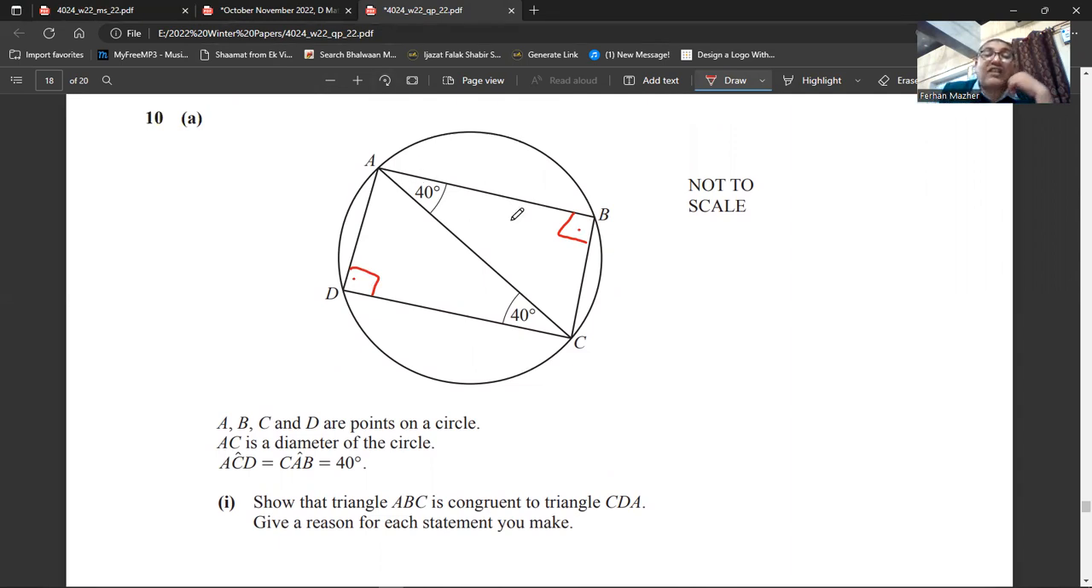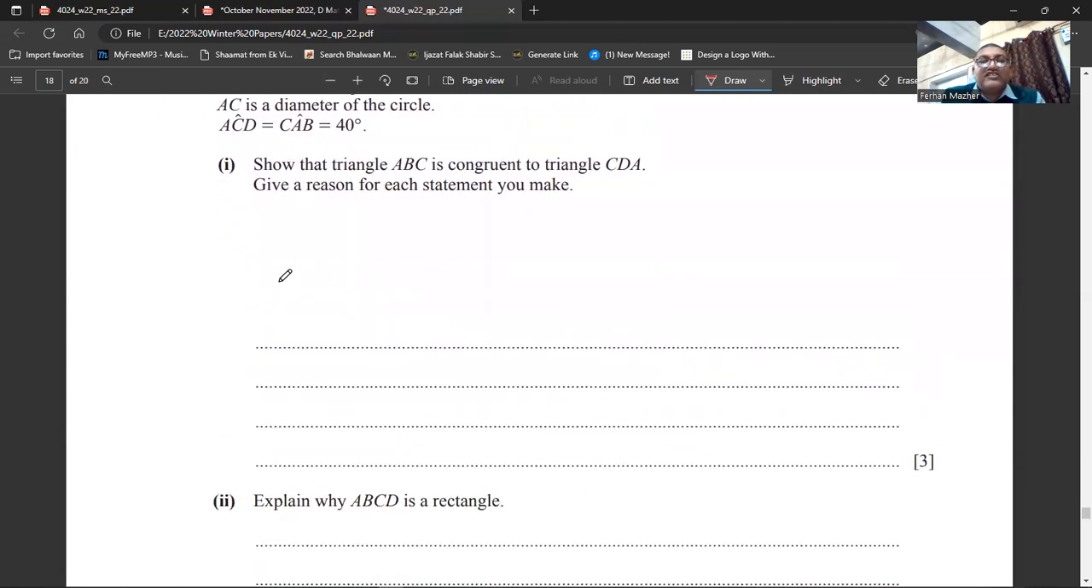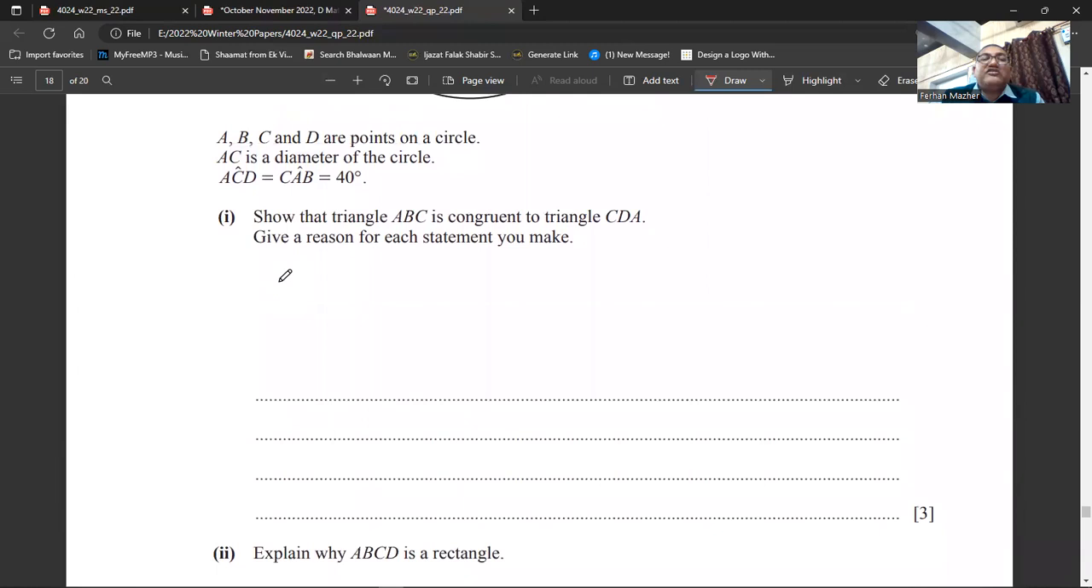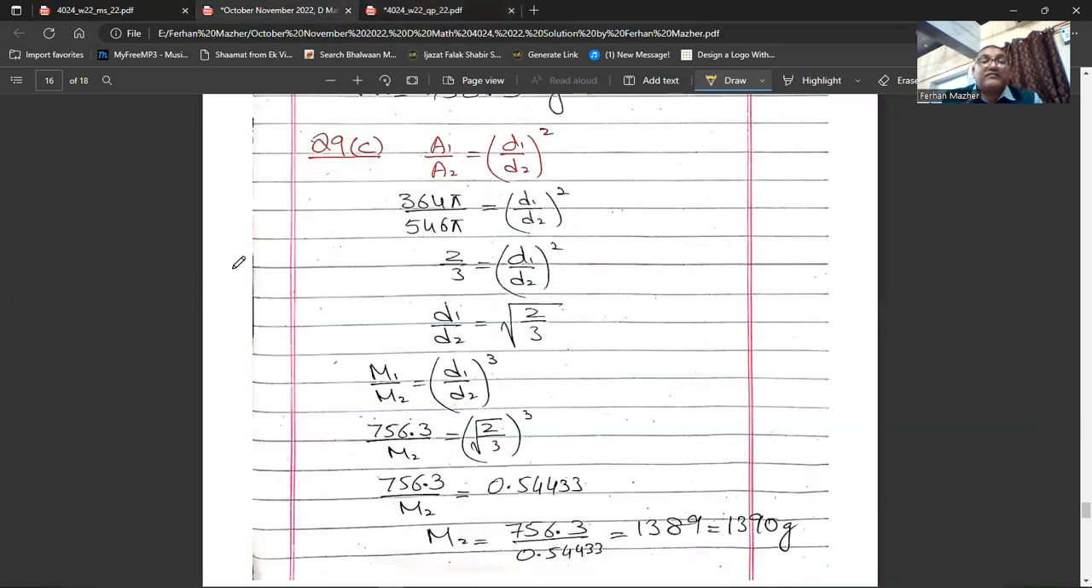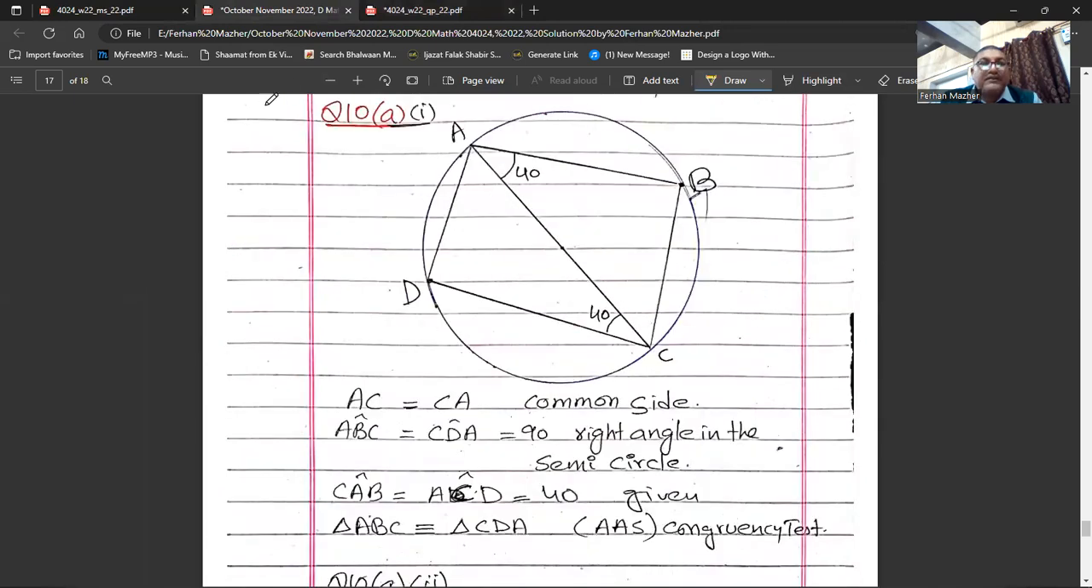This angle and this angle, they are equal to each other. This is already given. And this side is common in both the triangles, okay? So by the angle side postulate, we can say both these triangles are congruent to each other. So this is that straightforward. So this is a 3 marks question. It says show that triangle ABC is congruent to triangle CDA. Give a reason for each statement you make. Okay. Here we go.